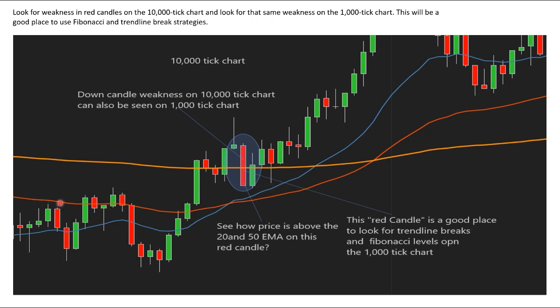See, here's the 20, and price is below the 20 on this side, on the left side, down bottom. You don't want to take any trades. And even when it closes above the 20 right here, on this green candle right here, you don't want to take a trade because the 20 is below the 50. So when everything's right, the conditions are right. Once again, on the 10,000 tick chart, we're looking for weakness.